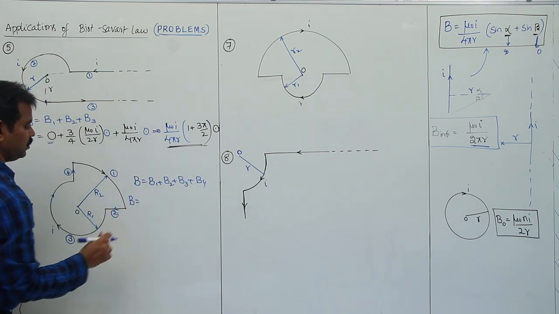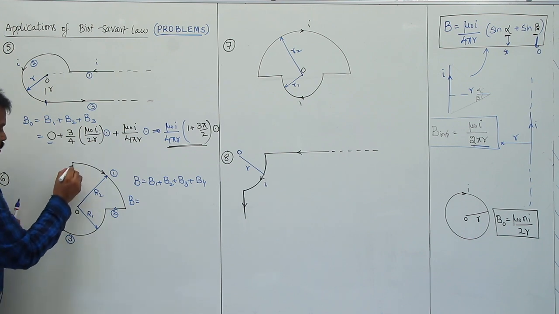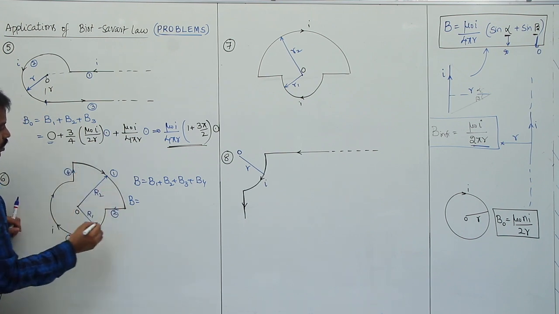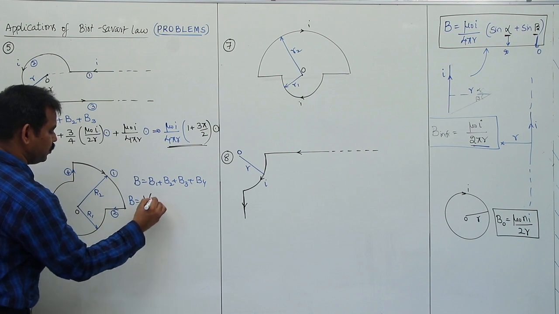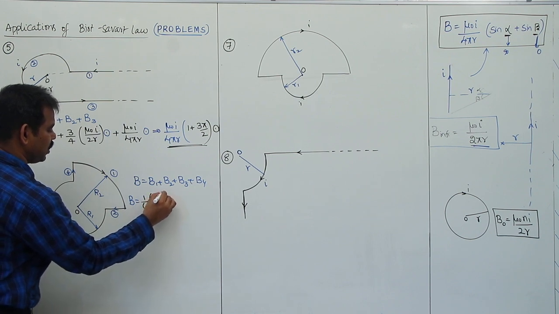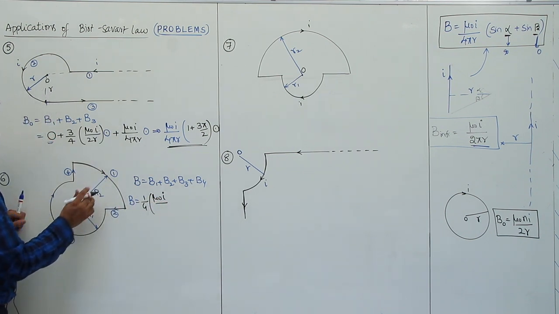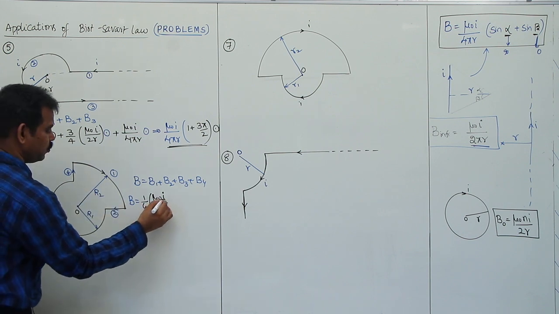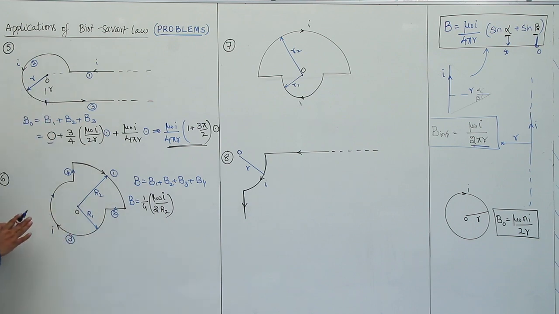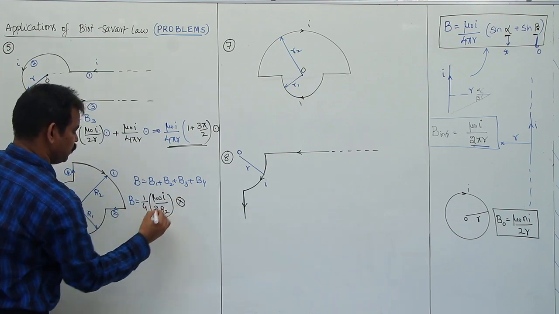So magnetic field B is equal to B1, which is 1/4 of the circular coil. So 1/4 into mu naught I by, the radius is 2r, so mu naught I by 2r2. But how is the field acting? As the current is flowing in the clockwise direction here, the field will be inwards. So this is into the board.